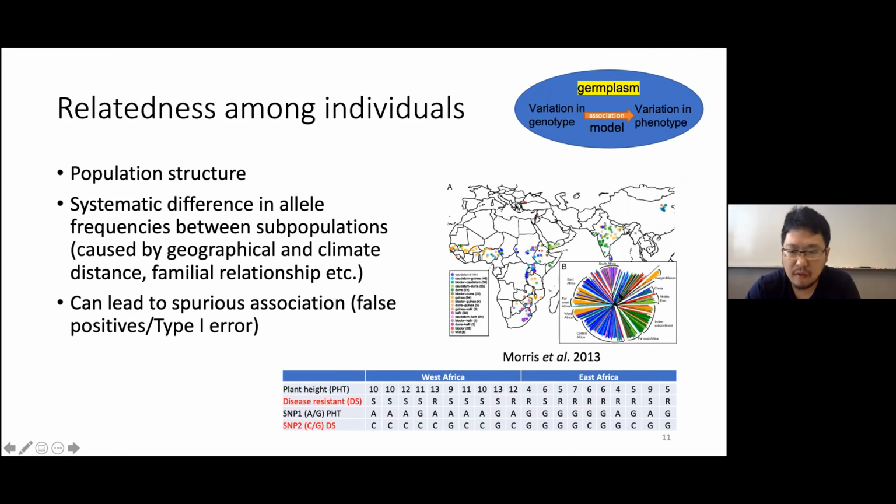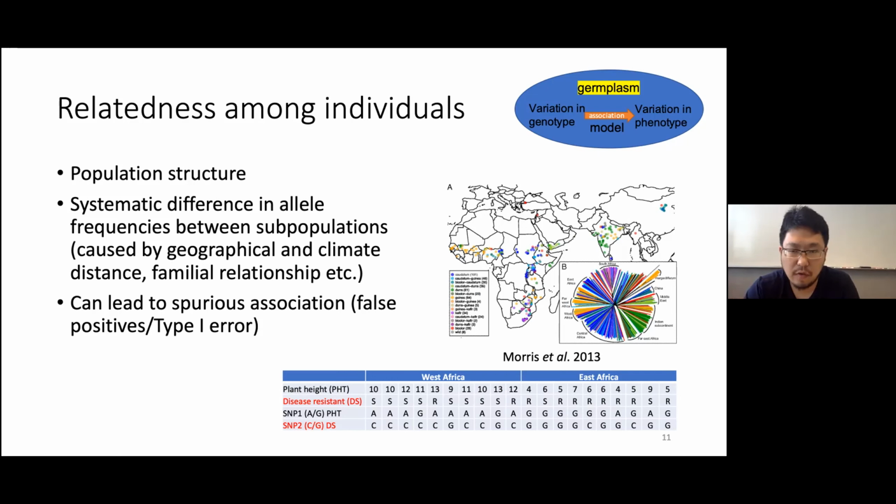So this Morris et al. 2013 study, they collected over 900 lines of sorghum, so that's a worldwide collection. And you can see that there are a lot of subpopulations here. There are sorghums from, say, West Africa, East Africa, India, China, etc. So the allele frequencies between these subpopulations could be systematically different, and this can lead to false positives in association study.